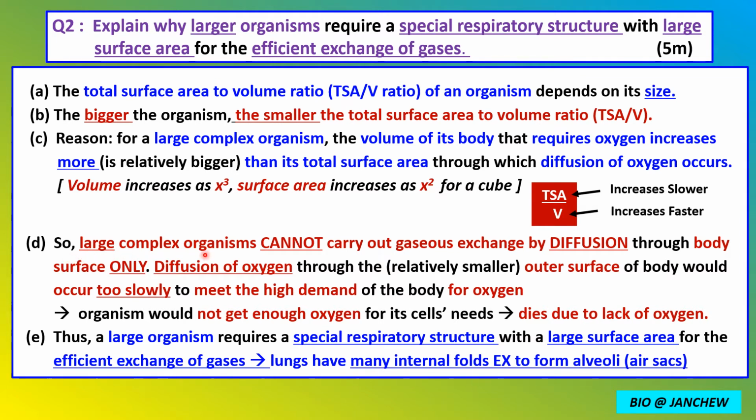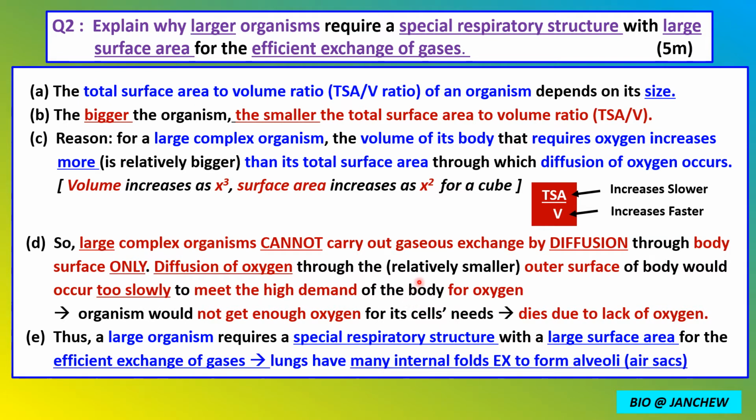So, large complex organisms cannot carry out gaseous exchange by diffusion through the body surface only. Diffusion of oxygen through the relatively smaller outer surface of the body would occur too slowly to meet the high demands of the body for oxygen.